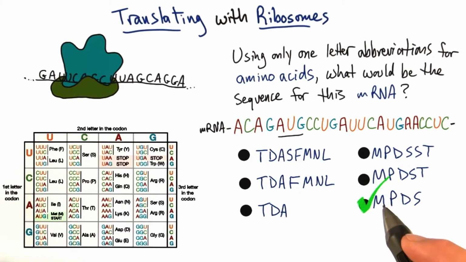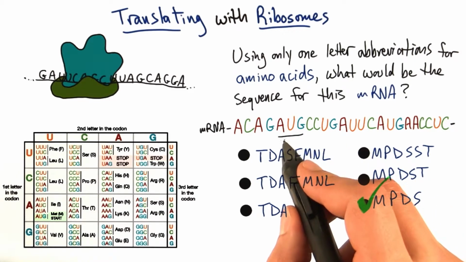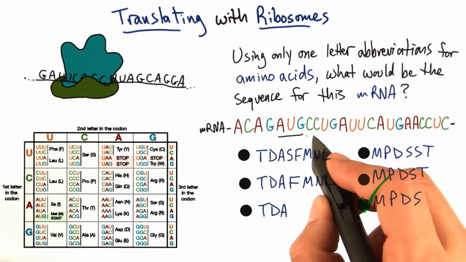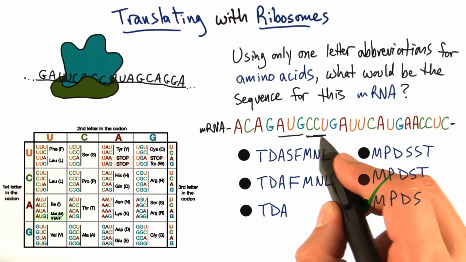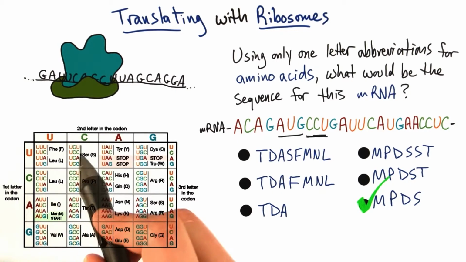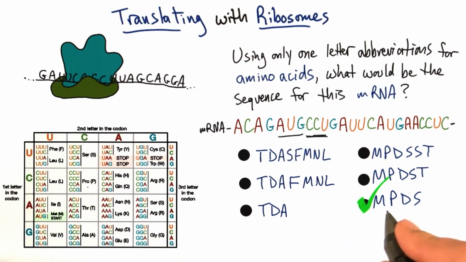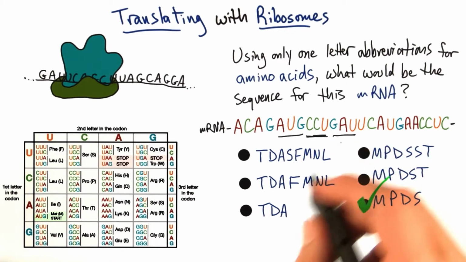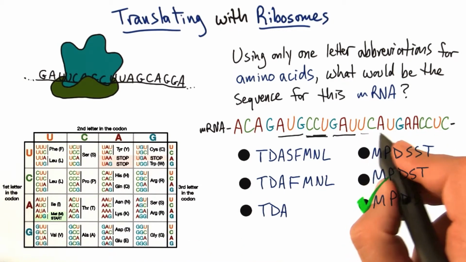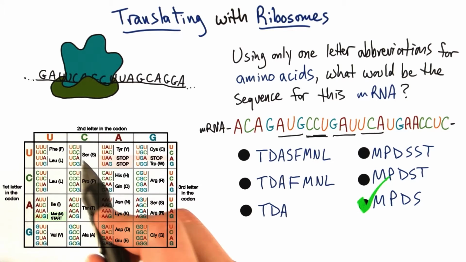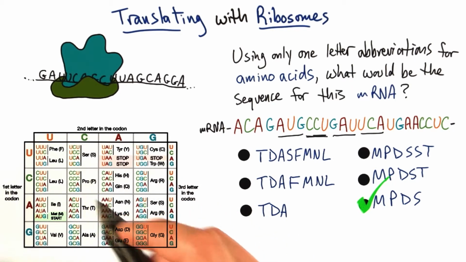Okay, so now we know the first one is methionine, and because we have a non-overlapping code, our next one is CCU. We don't do UGC or GCC. The next codon is CCU. Go over here. CCU is proline, so we have a P. They all have a P. The next one is GAU. GAU. Aspartate, D. They all have that. The next one would be UCA. UCA. Serine. Right here. So the next one should be serine.